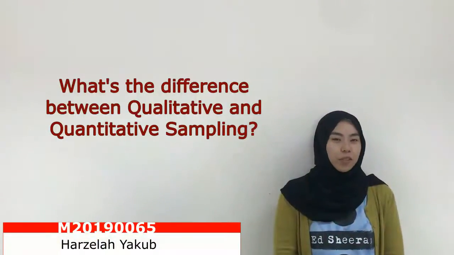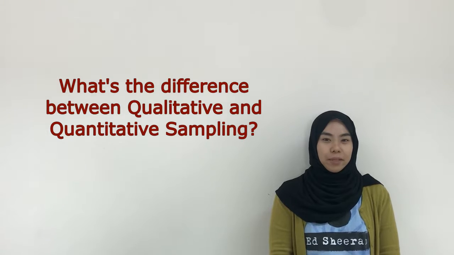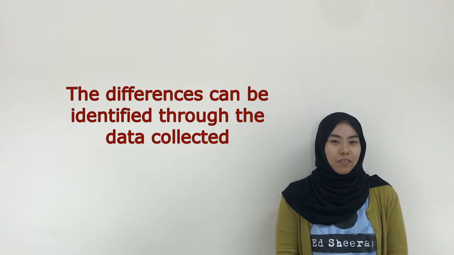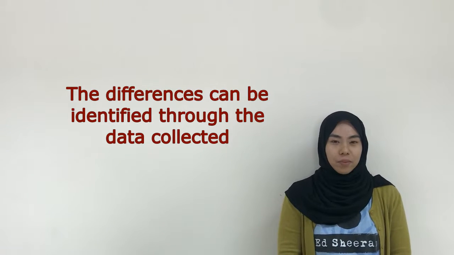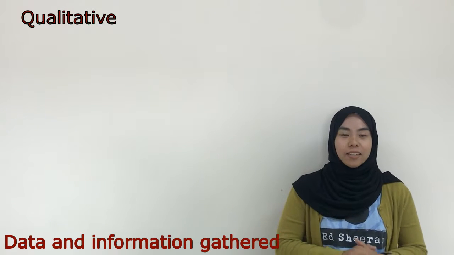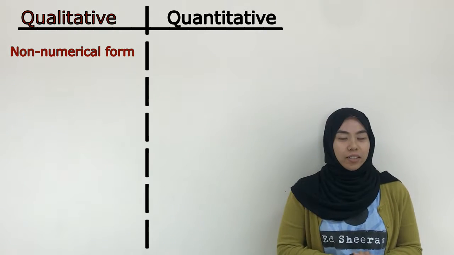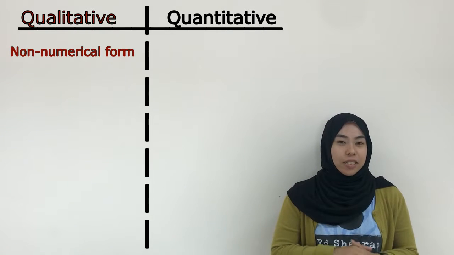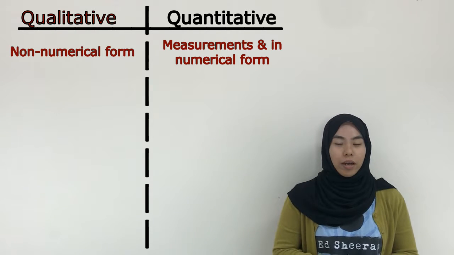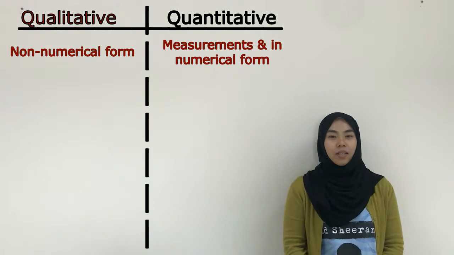What's the difference between qualitative and quantitative sampling? The differences can be identified through the data collected. Firstly, in qualitative sampling, the data and information gathered are in non-numerical form, whereas in quantitative sampling, the data actually comes from measurements, so are in numerical form.